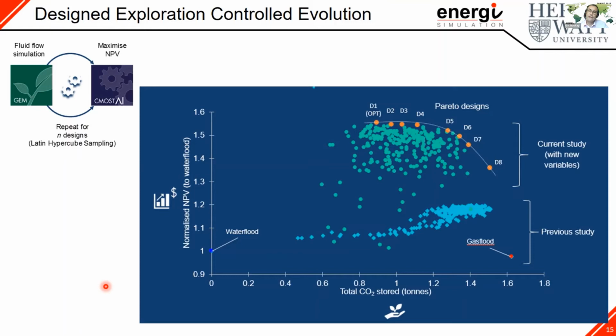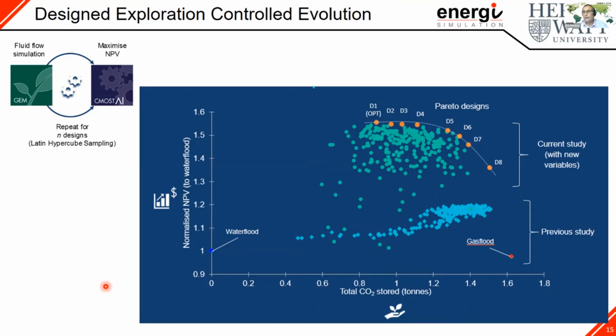On the y-axis, we have normalized pore volume. So it's pore volume normalized to the water flood scenario. And you can see on the left-hand side, the water flood is marked at 1. And on the horizontal axis, we have the total amount of CO2 stored. And this is done per well, so you can see wells identified across the top.